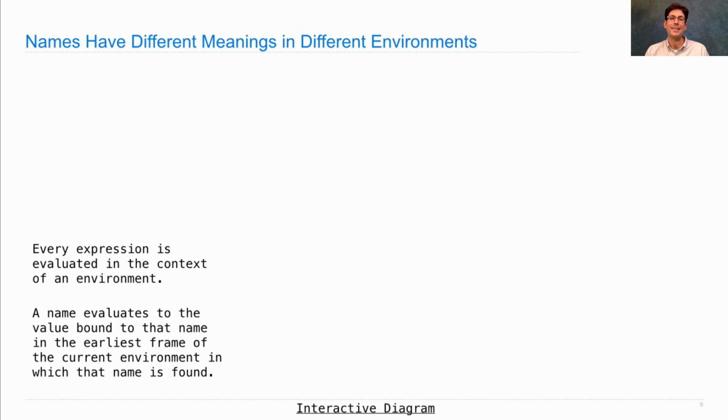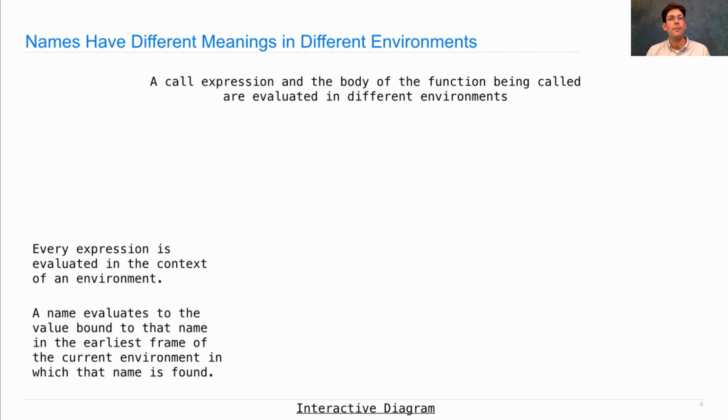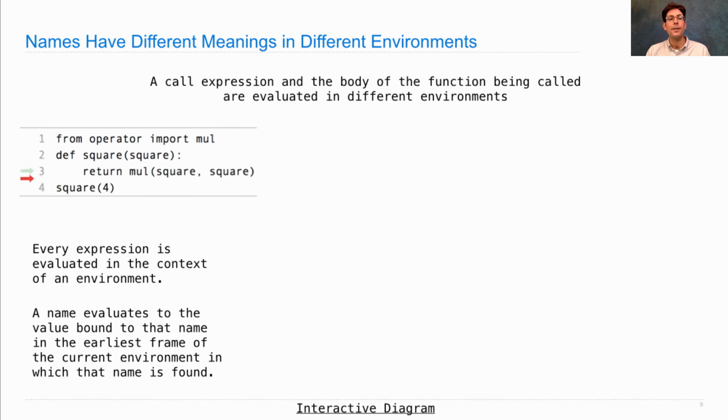Names can have different meanings in different environments, because each frame can have a different binding for the same name. In particular, a call expression and the body of the function being called are evaluated in different environments. Here's an example where we use the name square for both the name of a function and the name of the formal parameter. Def square square, return mul square square. Now I'm not recommending you do this, but if you square 4 in this case, you really do get 16.